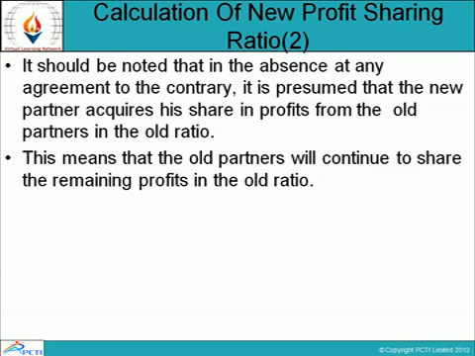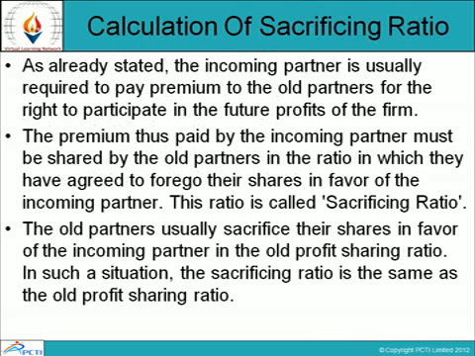Calculation of new profit sharing ratio 2. It should be noted that in the absence of any agreement to the contrary, it is presumed that the new partner acquires his share in profits from the old partners in the old ratio. This means that the old partners will continue to share the remaining profits in the old ratio.